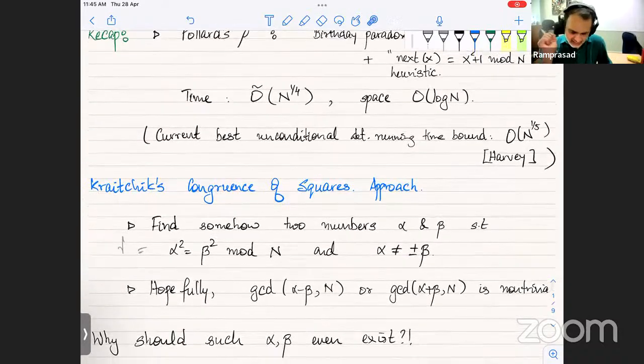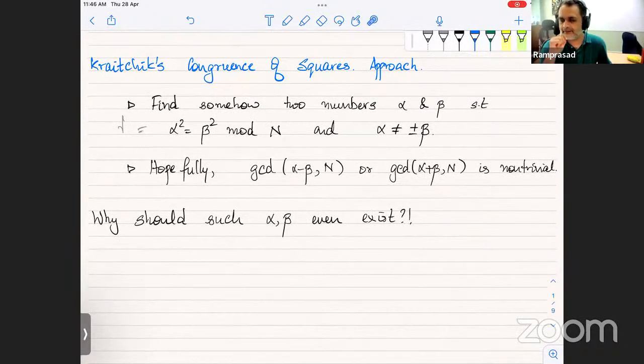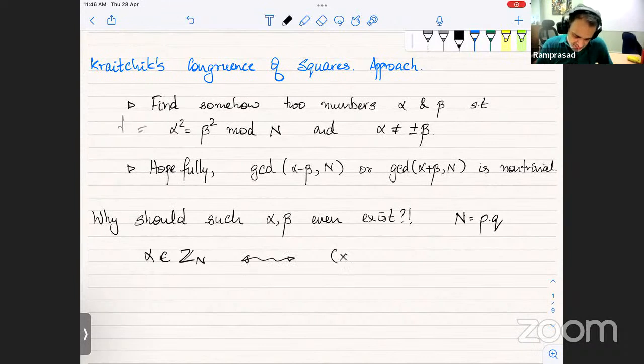But before we do that, let's ask ourselves why such alphas and betas should even exist. Again, I'm going to assume that n equals p times q, that is, it has at least two prime factors, because like we mentioned earlier, if it's a power of a single prime, those are cases we have already handled. So let's pick an arbitrary element alpha in Zn. Under the Chinese remainder representation, this will have some representation of the form x comma y in Zp cross Zq, because we know that these two rings are isomorphic. So alpha has a representation as a tuple, something in Zp and something in Zq.